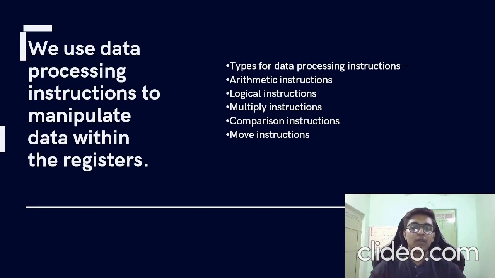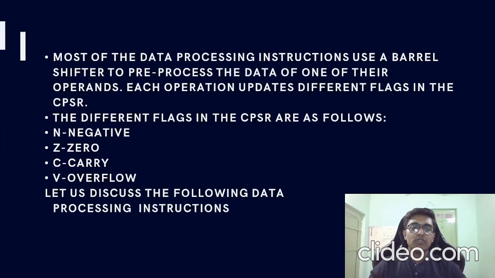Data processing instructions have several categories: the arithmetic instructions, the logical instructions, multiply instructions, comparison instructions, and finally, the move instructions. Most data processing instructions use a barrel shifter in order to pre-process the data of one or more of the operands. Each operation updates the different flags in the CPSR, which are N, C, Z, and V. N stands for the negative flag, Z is the zero flag, C is the carry flag, and V is the overflow flag.